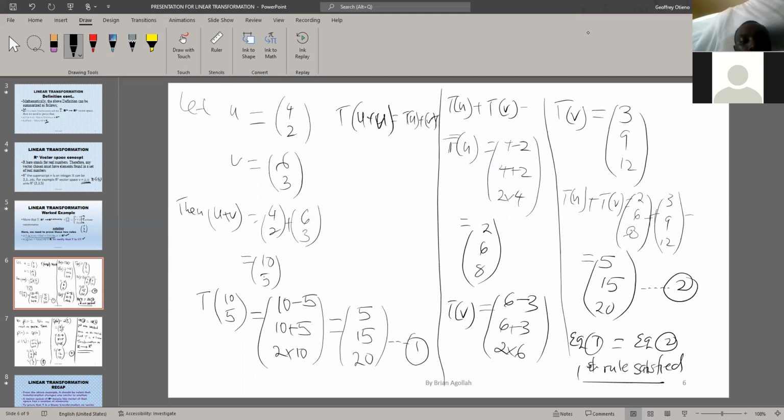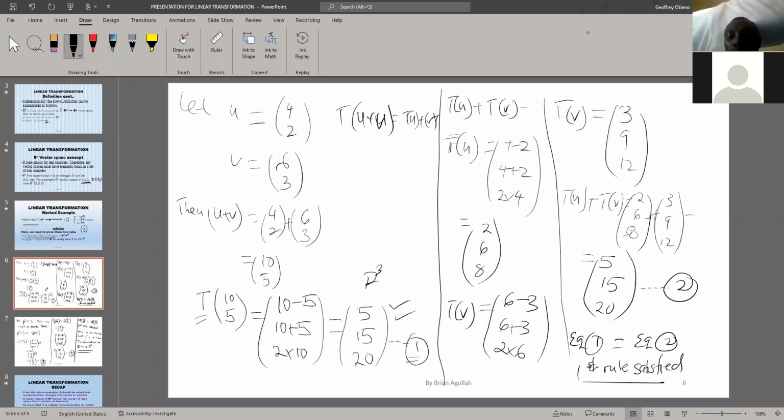So T of u plus v, which is (4, 2) plus (6, 3), gives us (10, 5). When I give it the transformation T, I take the value of x minus the value of y, which is 10 minus 5, then x plus y, which is 10 plus 5, and I multiply the value of x by 2. I get the vector (5, 15, 20) in R3. We can call that equation 1.